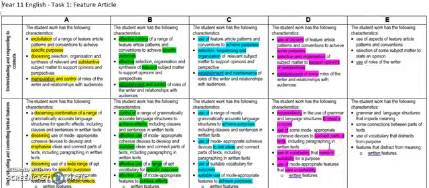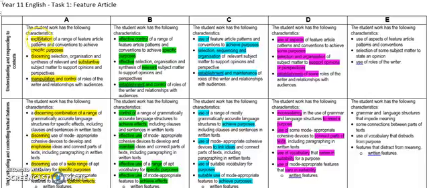Hi there. So today we're having a look at the criteria sheet for your upcoming feature article exam. Starting off with an exploitation of a range of feature article patterns and conventions to achieve specific purposes. What we're looking for there is that you follow the structure of the feature article as outlined in your task sheet and by your teachers.